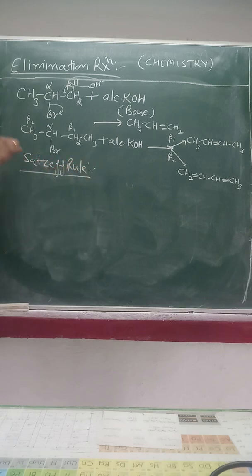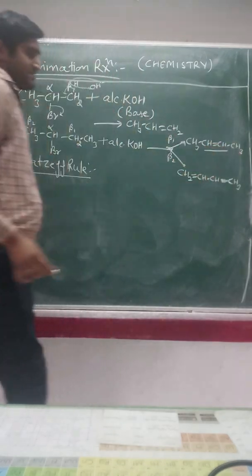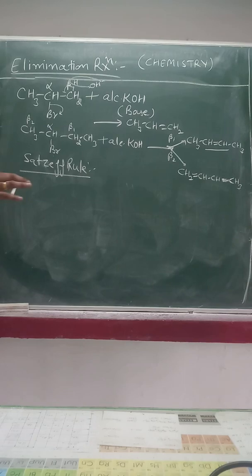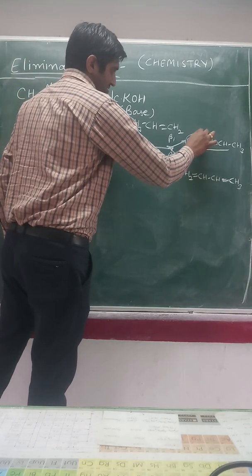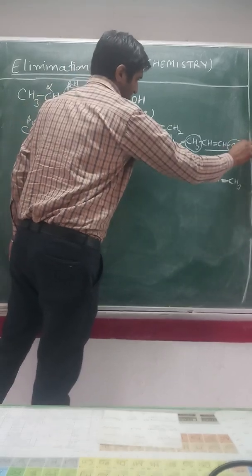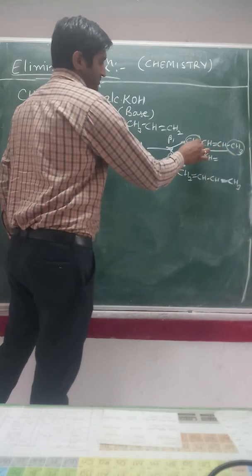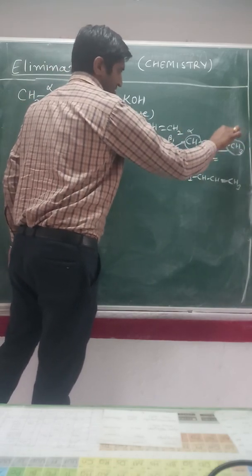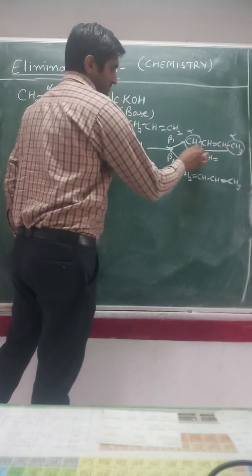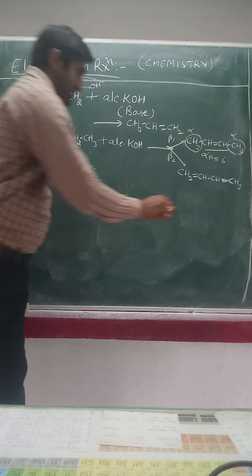What does the Saytzeff rule say? The alkene which is more alkylated is the major product in this reaction. Suppose this is the alkene and there are 2 alkyl groups attached with this. So the carbon atom attached with this alkene is an alpha carbon, and the hydrogens are alpha hydrogens. So here there are a total of 6 alpha hydrogens available.